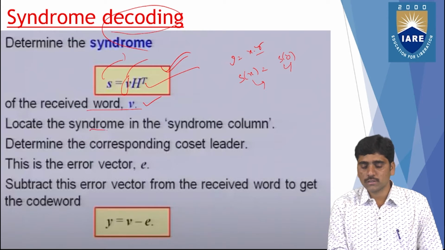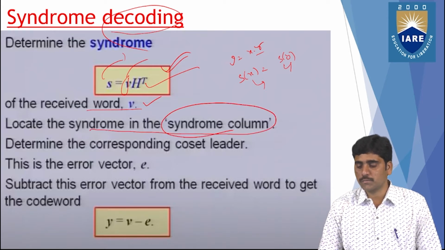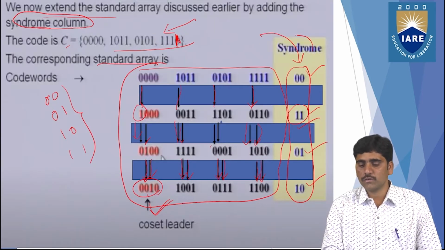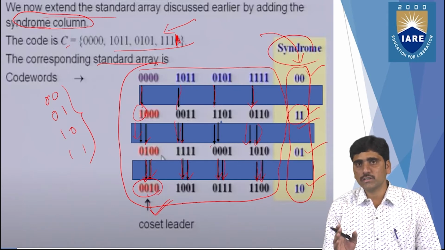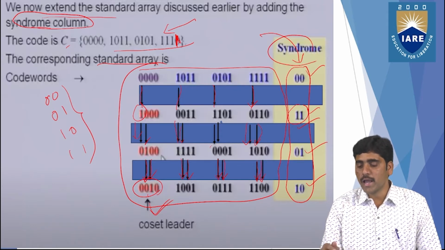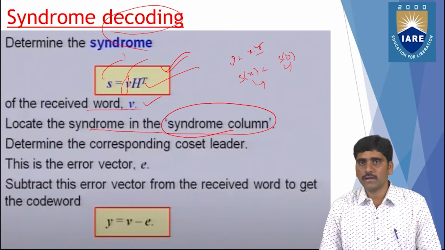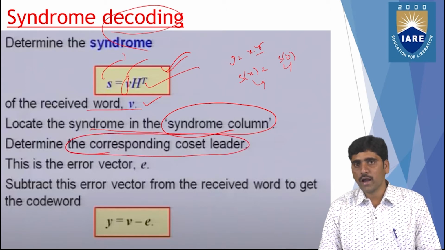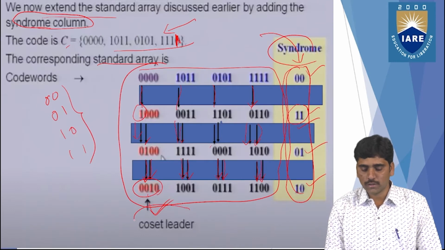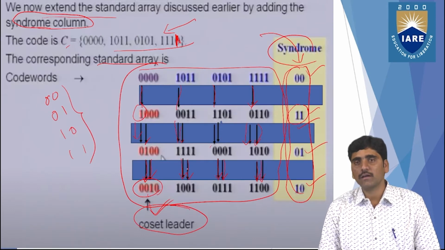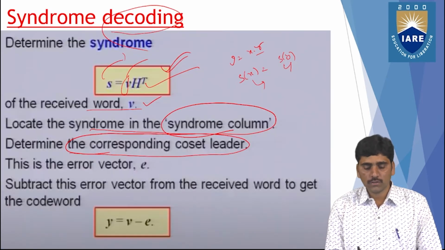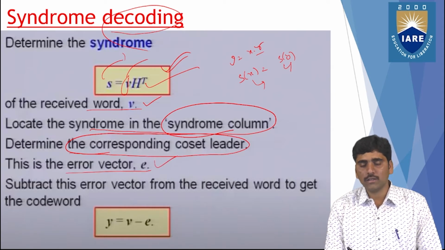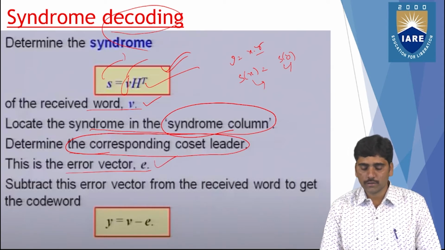Locate the syndrome in the syndrome column first. In the previous session only, we added this. So first we need to identify the syndrome by adding the syndrome column. That is what we added here. So we added the syndrome column, and next determine the corresponding Coset leader. We have to identify the corresponding Coset leader. Also we identified it here. And next, this is the error vector E. We need to identify the error vector E.